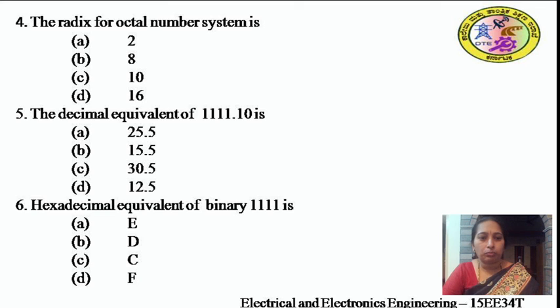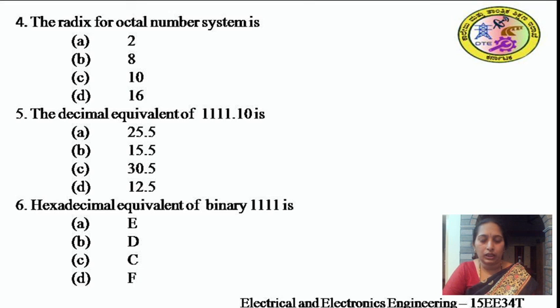Next question is the radix for octal number system. The radix for octal number system is 8. It is a base 8 system. The base or radix is given as 8 in octal system. The answer is B. The decimal equivalent of 1111.10 is the next question. The answer is 15.5.